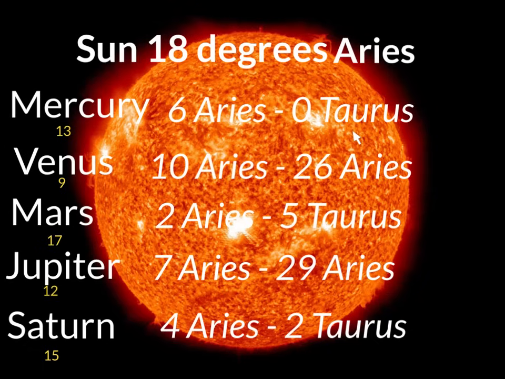because it's about degree closeness to the sun. Venus, 9 degrees, of course, so 10 Aries to 26 Aries. Mars, 2 Aries to 5 Taurus. Jupiter, 7 Aries to 29 Aries. And Saturn, 4 Aries, right up until 2 degrees of Taurus in the horoscope. I did these quickly, by the way. If I've made a miscalculation, please let me know below. But I hope that gives you the idea how we calculate combustion to the sun in a chart.